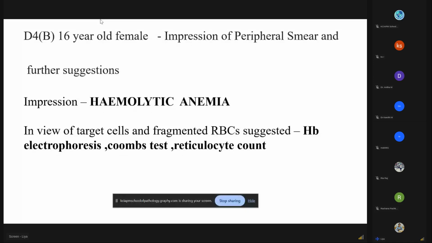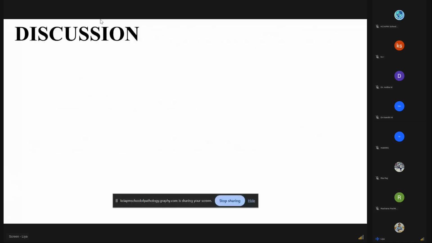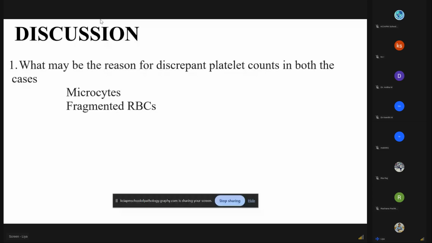Coming to the discussion part, the reason for the discrepant platelet count is that platelets and RBCs are counted in the same chamber, the RBC chamber, and the platelet is in the range of 2 to 20 femtoliter. So whatever RBCs are smaller, microcytes and mini fragmented RBCs, will be counted as platelets.